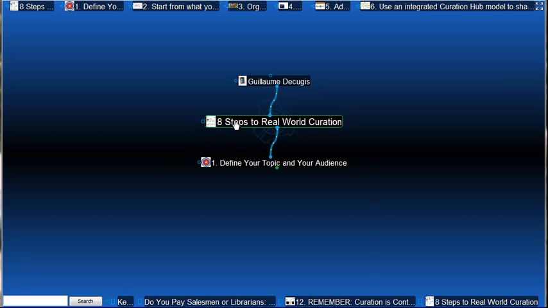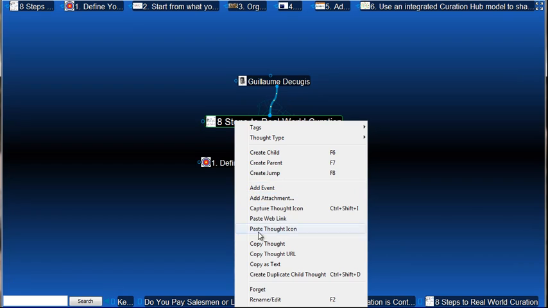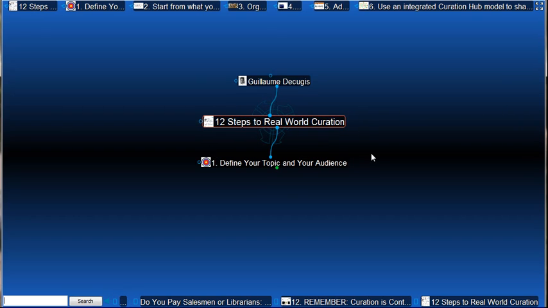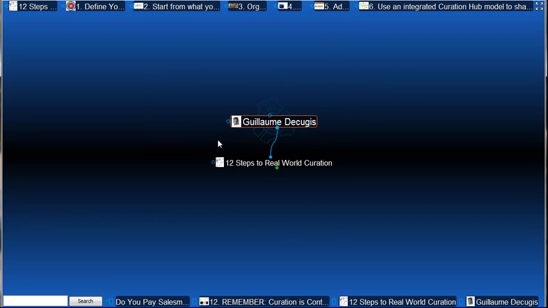We're going to go ahead and change the name of this presentation. Rather than stealing his article, we're going to call this 12 Steps to Real-World Curation, so that I can add my own value to what's being said, express maybe some differences on some minor points, but also support Guillaume in what he's actually saying. And again, this is borrowed from Guillaume, who is the CEO of Scoop.it.